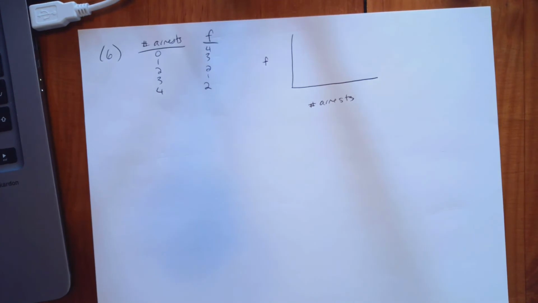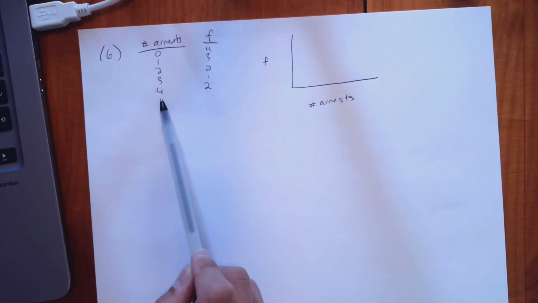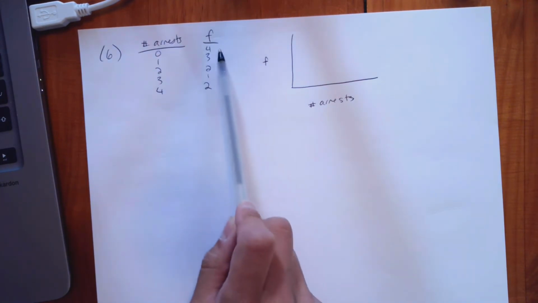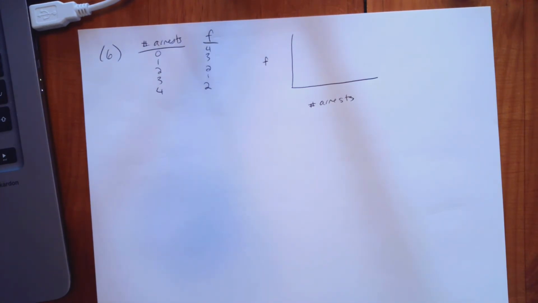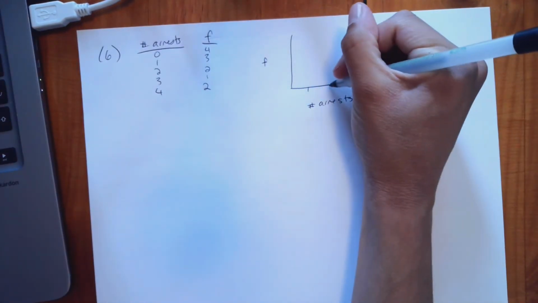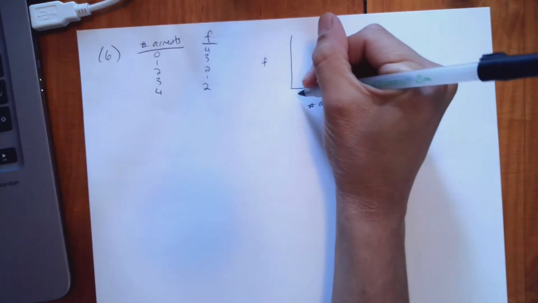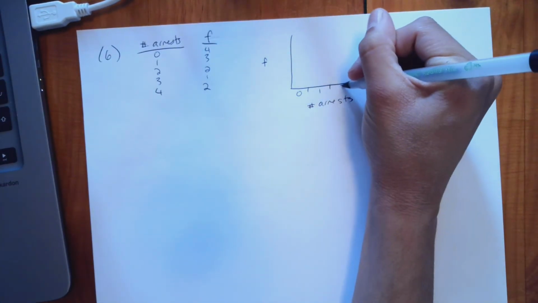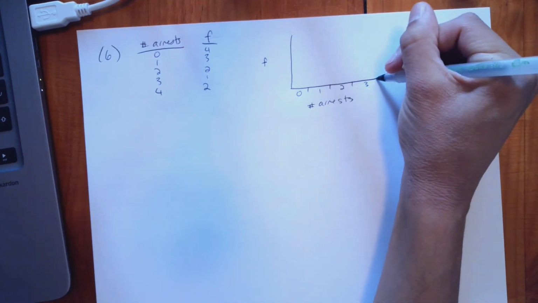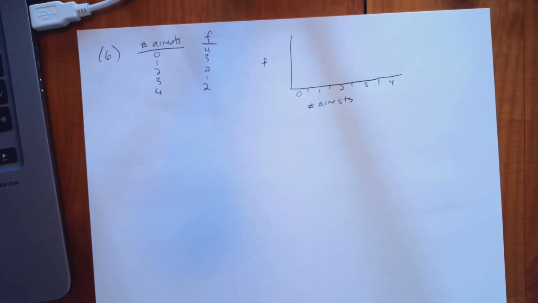So you might already notice that we have some similarities here. Our x-axis corresponds to the first column in our frequency distribution, and our y-axis corresponds to the second column in our frequency distribution. So to make this histogram, we're now going to list out the different values that we have on this variable. So we can have 0 arrests, 1 arrest, 2 arrests, 3 arrests, or 4 arrests.